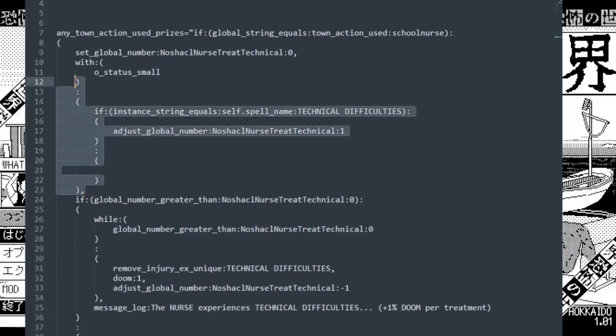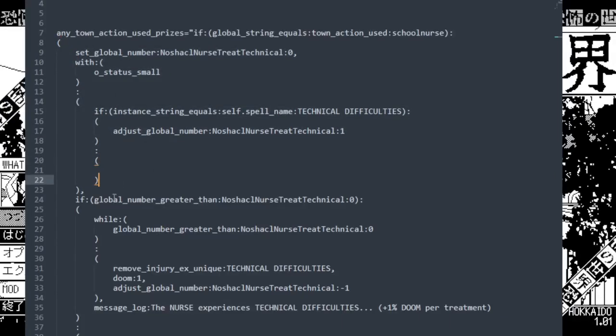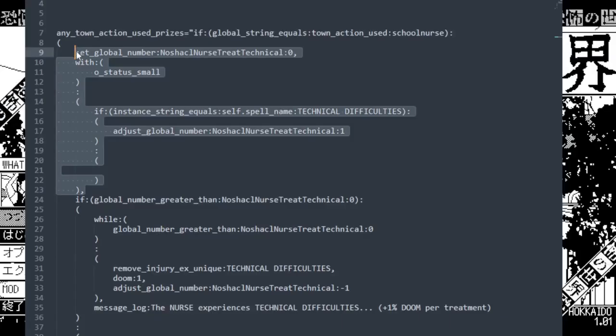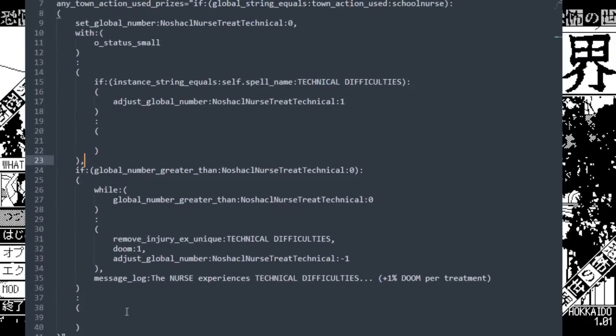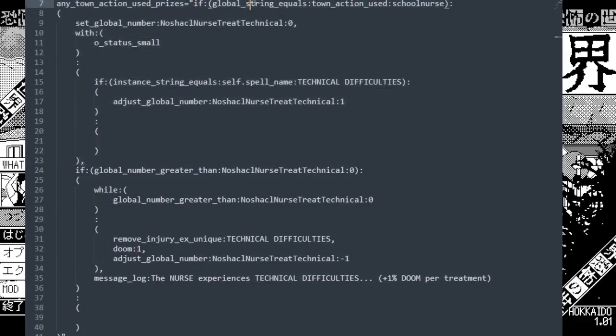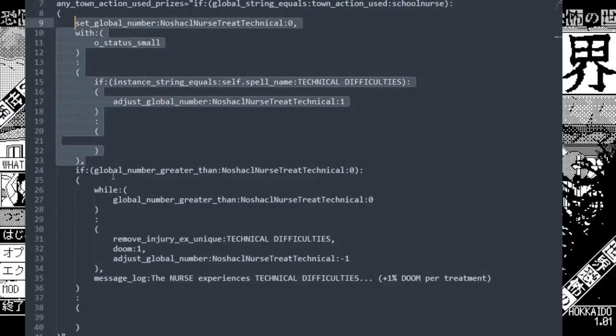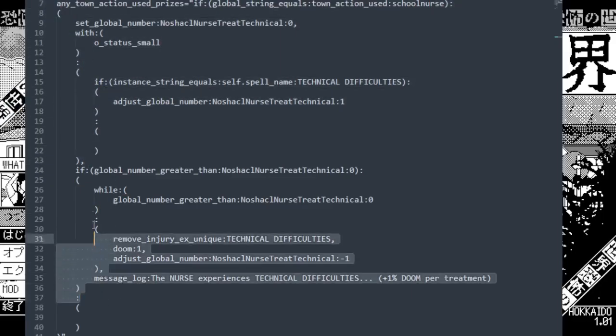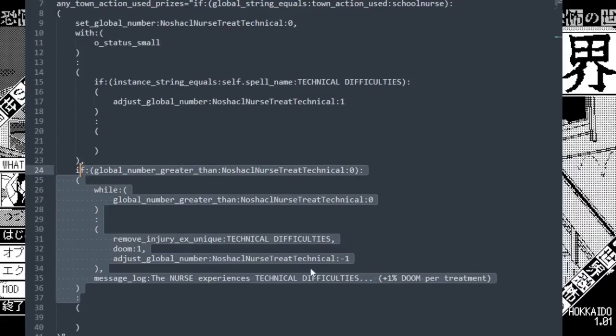But the important part to talk about is that this line of code right here, I'll show you in a separate syntax text file, which I don't remember if it was with previous PERM versions. I'll explain later. But essentially, we're doing the same thing here. We want to count how many technical difficulty stacks we have. And then the second part of this code is, so there are two parts of this code. The first part is just going through and checking whether you use the school nurse here, and then checking how many stacks you have. However, right after that is the treatment of no shackle technical difficulties.